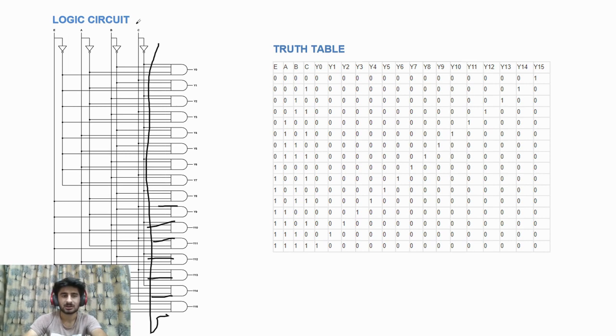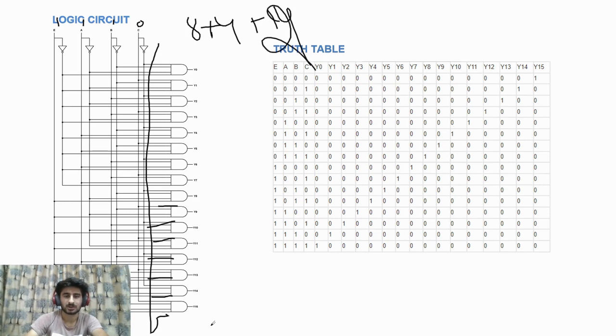So if we take 0, 1, 1, and 1, it shows 8 plus 4 plus 2 plus 1, that is 15. So Y15 will be active and the others become low.